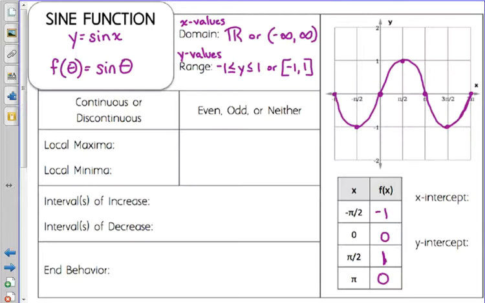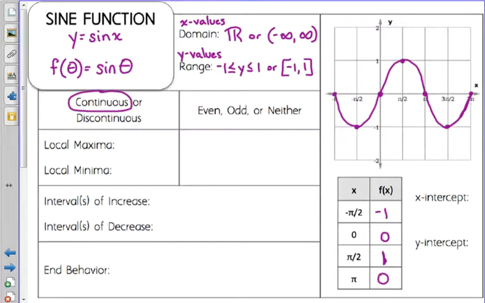Okay, since the domain is all real numbers, then this is what we consider a continuous function. Another way to look at it is if something goes on continually, it never ends, it doesn't have a break. This graph never ends, it doesn't have a break. We could trace it with our pencil and never pick up our pencil, so this is a continuous function.